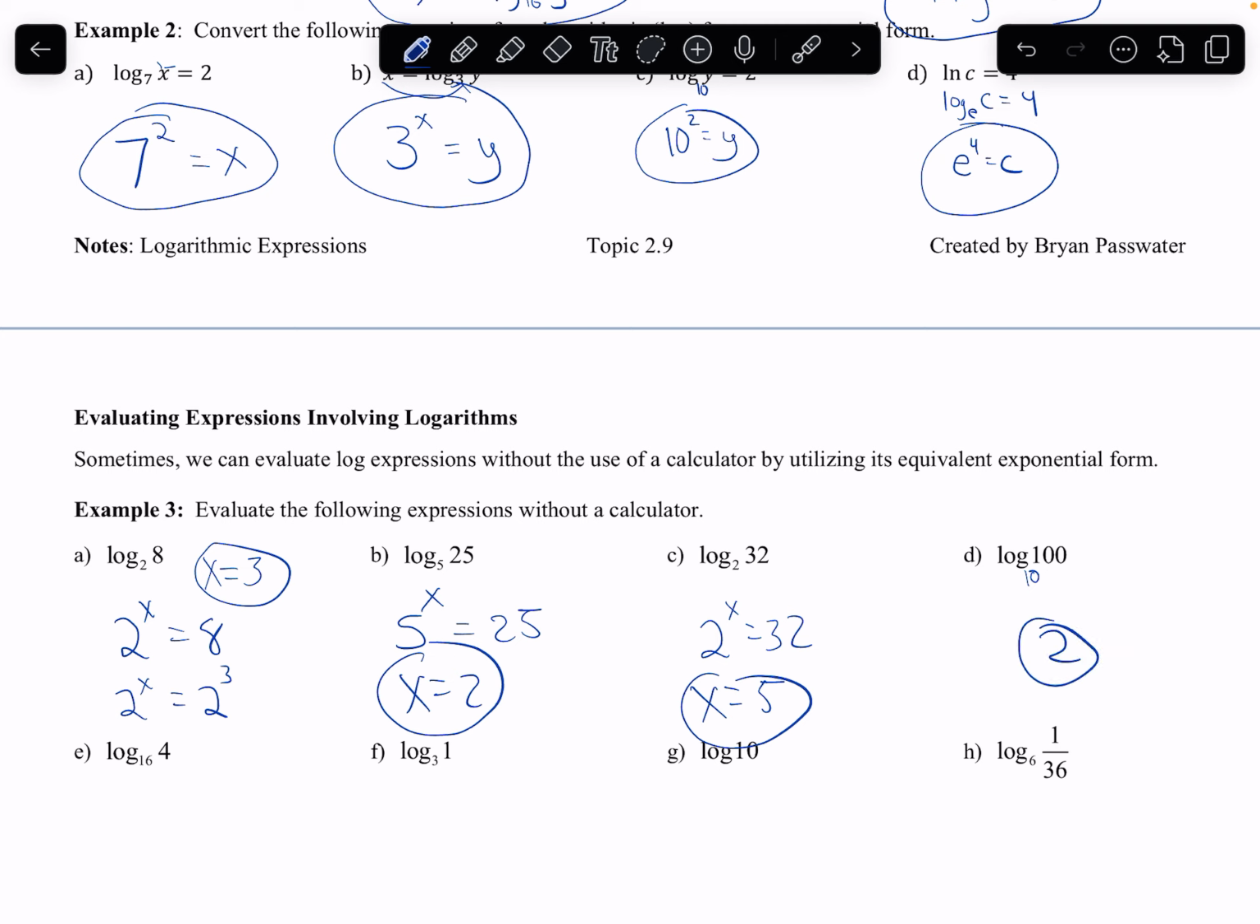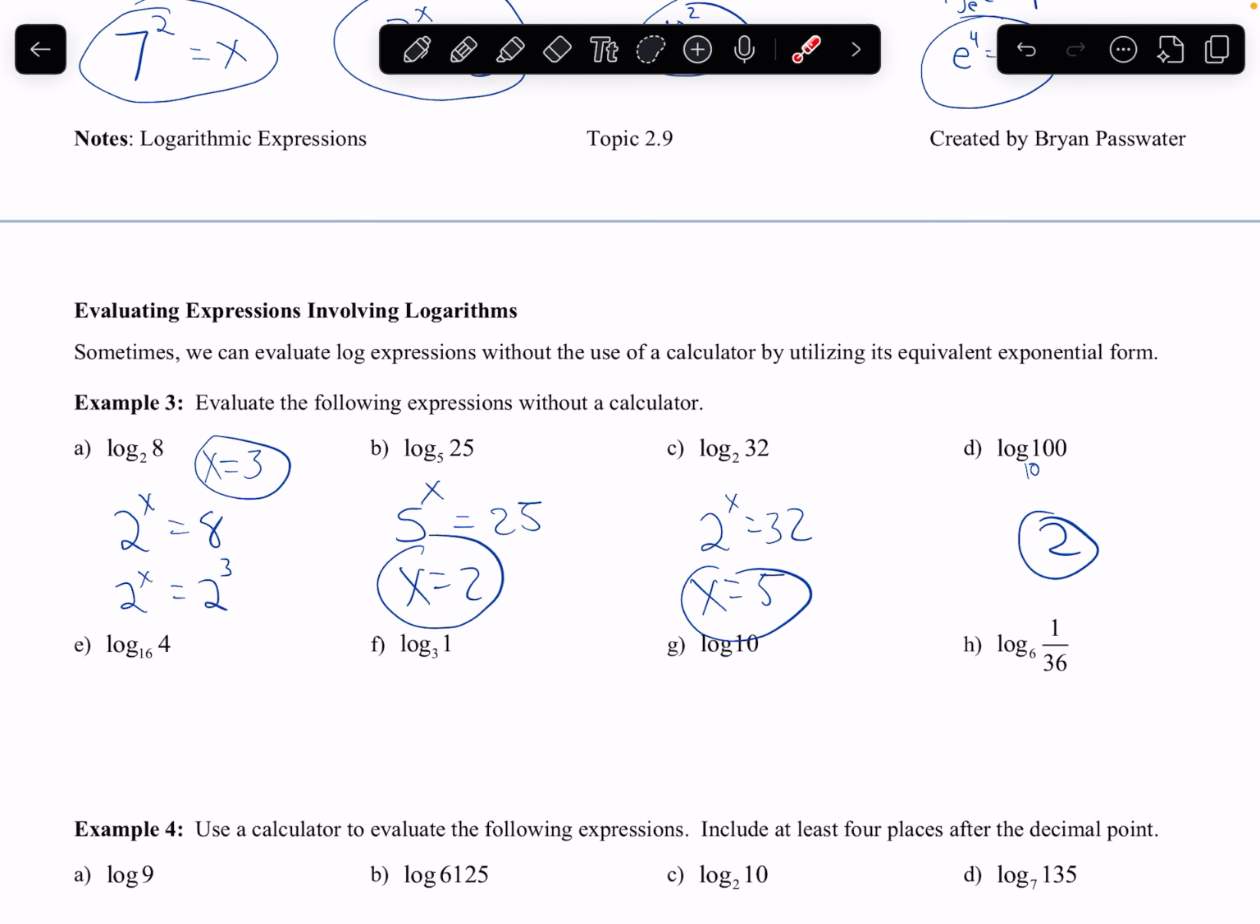And actually, as I look back at these, I shouldn't have said x, because there was no x in this. It's just a number. So technically, I probably should have put the x there, but it doesn't matter. That's the power, that's the power, and that's the power. 10 to the second power is 100. And then we keep on going.